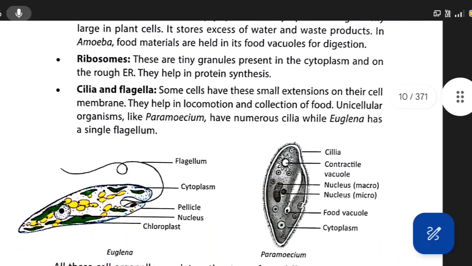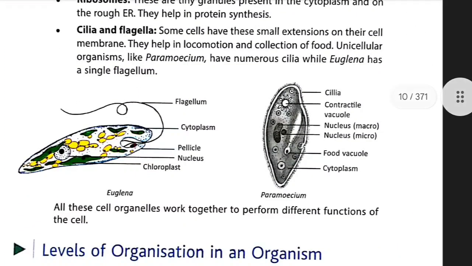Okay, here look, this is flagellum and these are cilia. Yes, flagellum is larger, but cilia is a small structure. All these cell organelles work together to perform different functions of the cell. Yes, these cell organelles work together, not as a single unit.